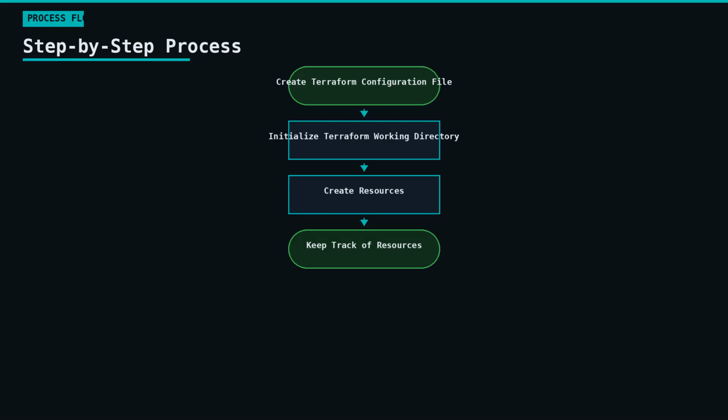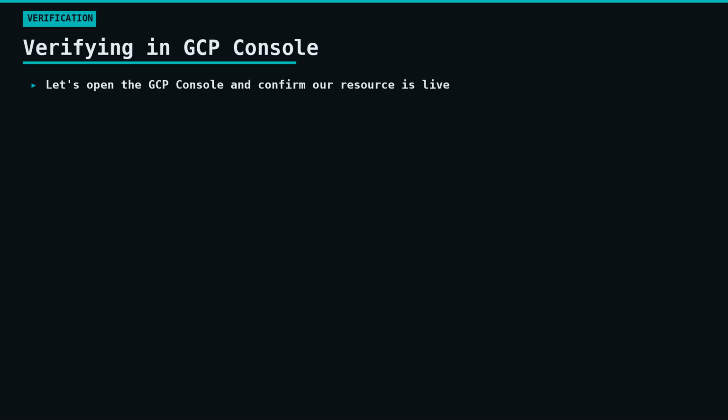To verify that the resources have been created successfully, we can use the Terraform console to check the status of the resources. We can use the Terraform show command to display the details of the resources created. Let's take a look at the output and see what we can learn.